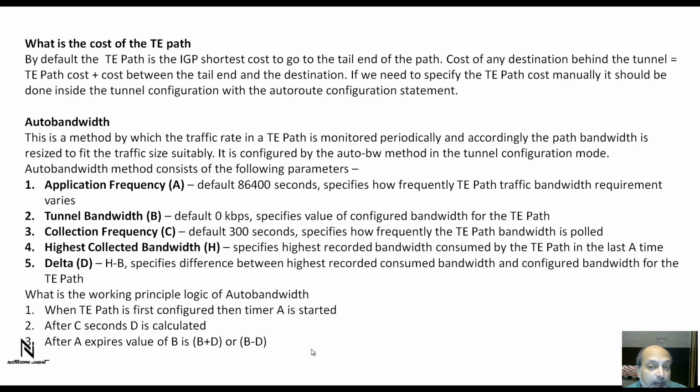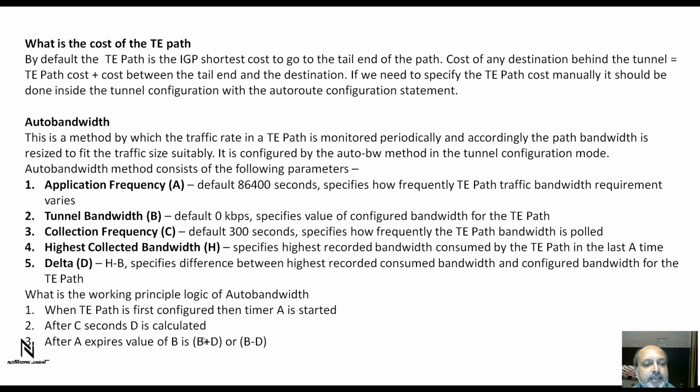Once again, after certain time intervals, after these polling intervals, we come across a situation where Auto BW has specified the tunnel bandwidth to be 75 Mbps, and at sudden bursts the highest collected bandwidth becomes 100 Mbps. That means higher than this tunnel bandwidth. Now in that case, H minus B will give you a positive value. 100 minus 75, that is plus 25.